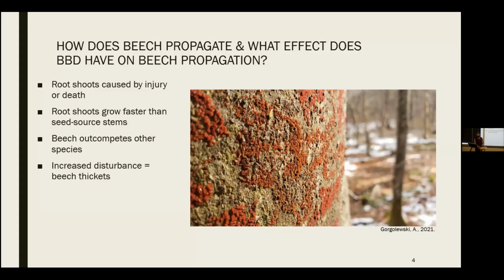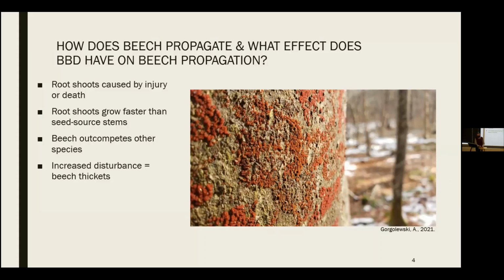And the science bears this out. A 2008 study showed that root source stems grew at an average rate of about 5 times more in their first year than seed source stems. The root source stems grew about 13.9 centimeters in their first year, and the seed source stems grew only about 2.6 centimeters. And so one question worth asking is, what causes these root shoots?